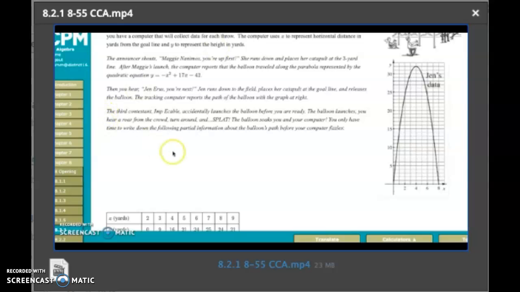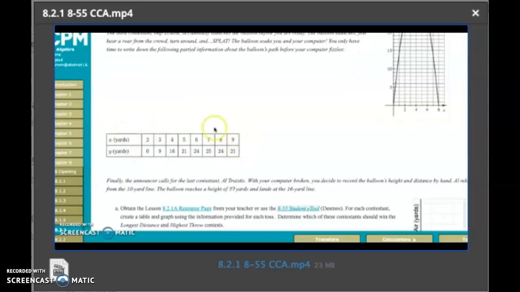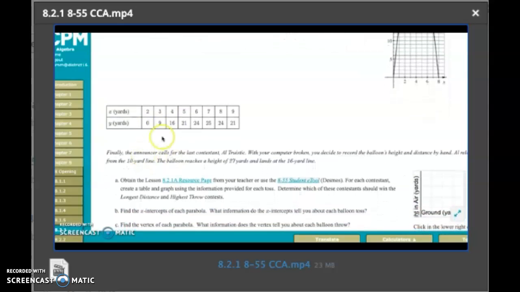All right, going back to our next contestant, the third contestant, Impeccable. He accidentally launches the balloon before we're ready, and we get some information in this table below here, okay? So we can go ahead and just copy that table down into our decimals tool.